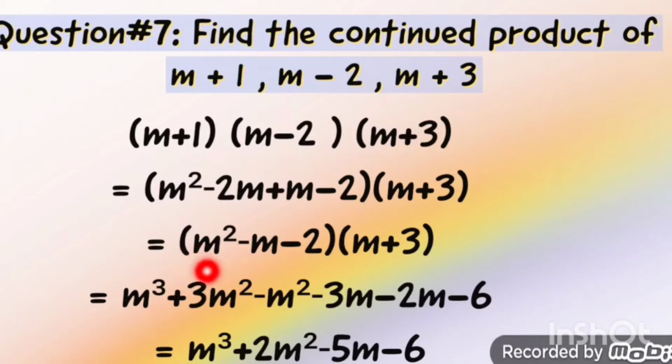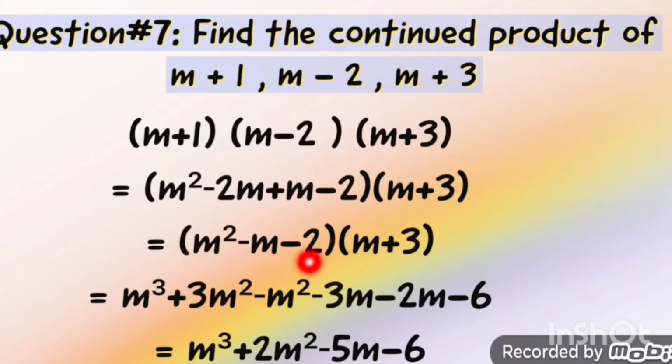We will take the first term m square and then we will multiply it with both terms of this polynomial. M square multiplied by m will be m cube. M square multiplied by 3 will be 3m square. Now multiply minus m with m and 3. Minus m multiplied by m will be minus m square. Minus m multiplied by plus 3 will be minus 3m.